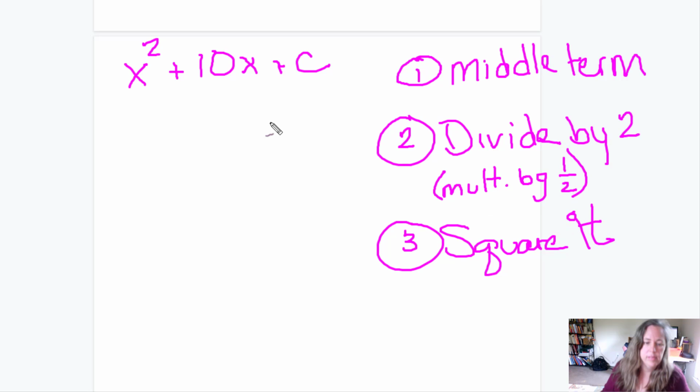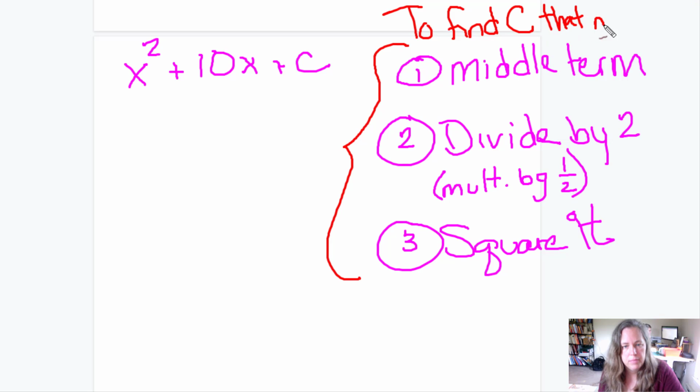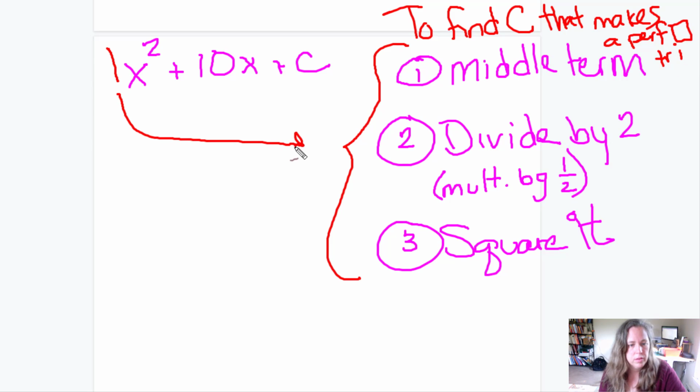Notice the coefficient of the squared term for this to work. So this is to find c that makes a perfect square trinomial. Notice the coefficient for the squared term has to be 1 right now.